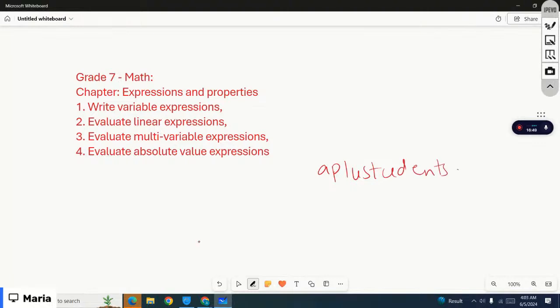You have to log in there, plusstudents.com. Use your email address, and the password is provided by the administrator. Then you have to select math from the subject tab.